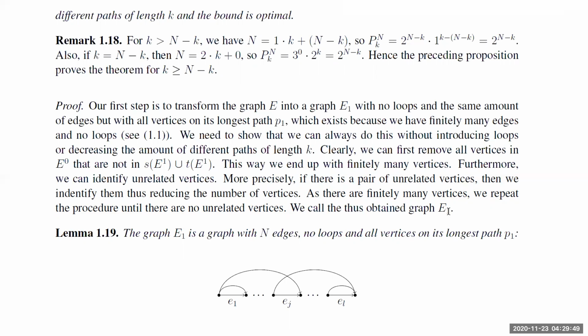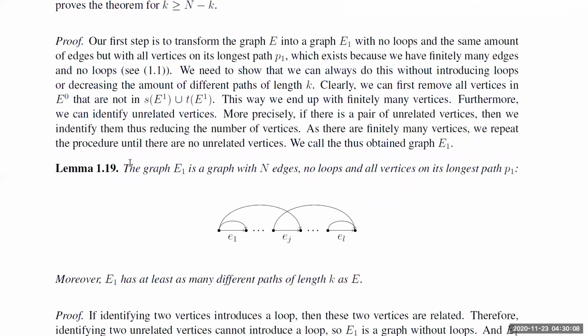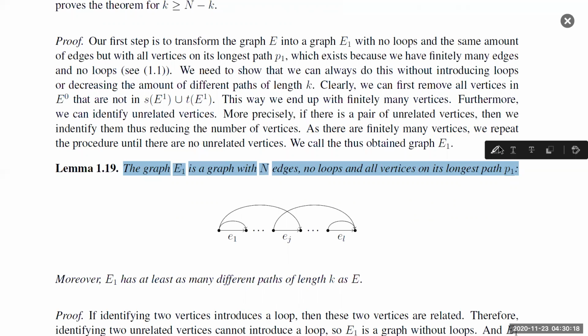Actually, I should do the same with loops. It's also quite clear, except maybe for the first lemma, that indeed the procedure, except for the first lemma, all other algorithms in an obvious way do not introduce a loop. Okay, so now this is this lemma. It says that the graph E1 is a graph with n edges, no loops, and all vertices on its longest path. And that's exactly as in the diagram below.